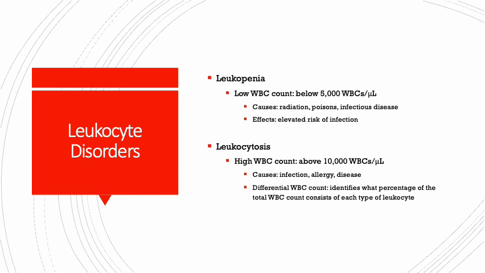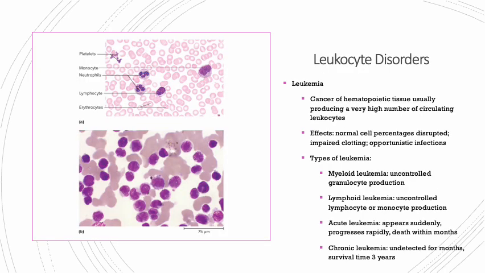Sometimes it's an infection. We can treat it and get it better, and your white blood cell count will come back down. Sometimes it's an autoimmune issue that you can't really treat. You just have to slow the immune system down so it stops attacking itself. But these are both disorders of leukocytes. Leukemia also is a leukocyte disorder, but it is cancer of the tissue that makes the white blood cells, and it's usually the bone marrow. Myeloid leukemia is cancer of the bone marrow, and it causes uncontrolled granulocyte production. There's lymphoid leukemia, and it causes uncontrolled lymphocyte or monocyte production.